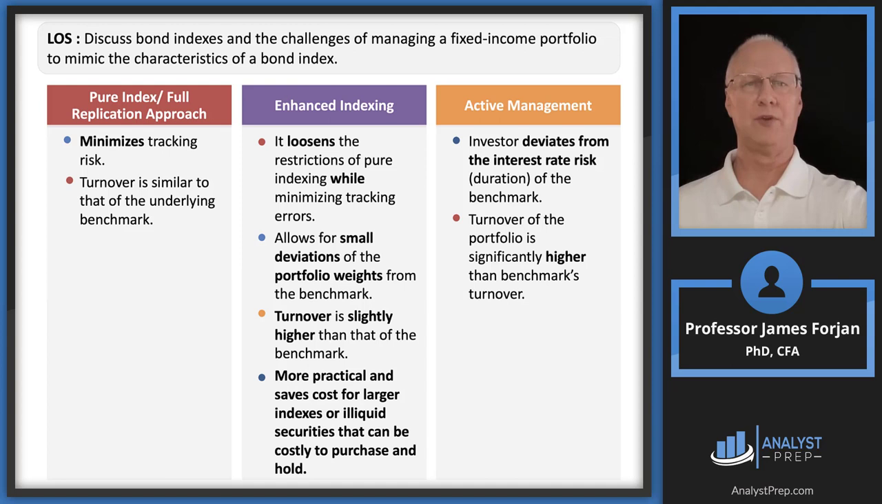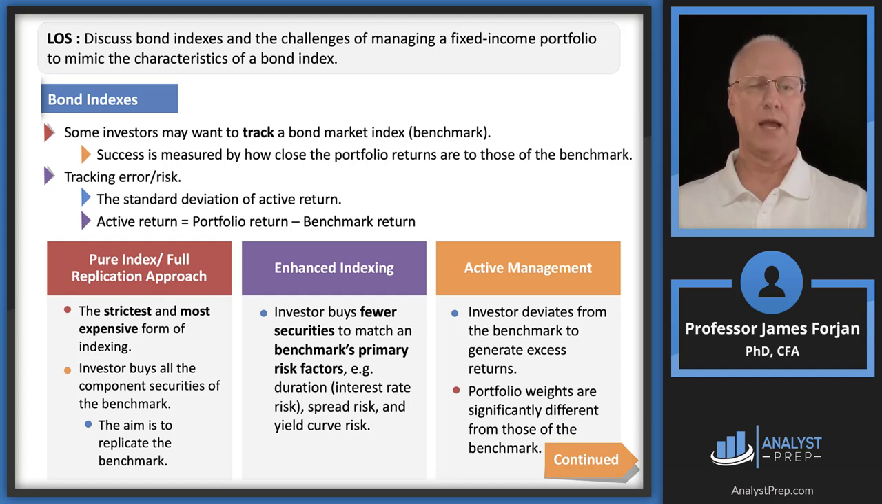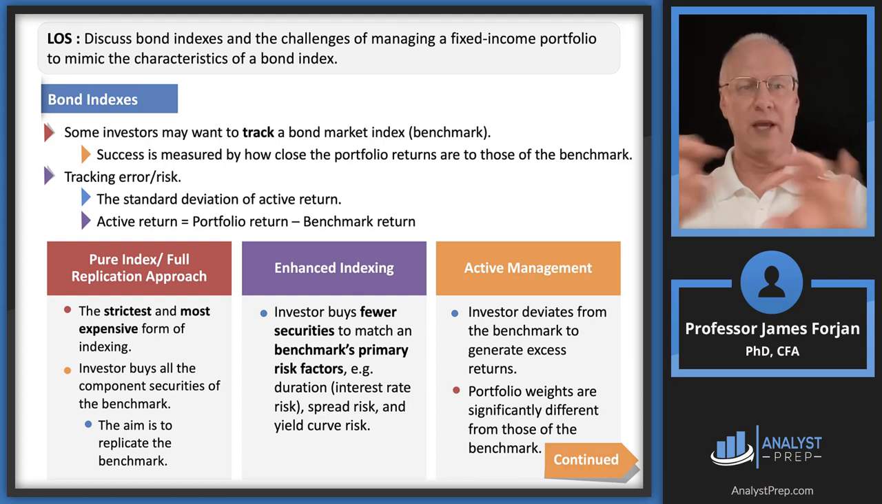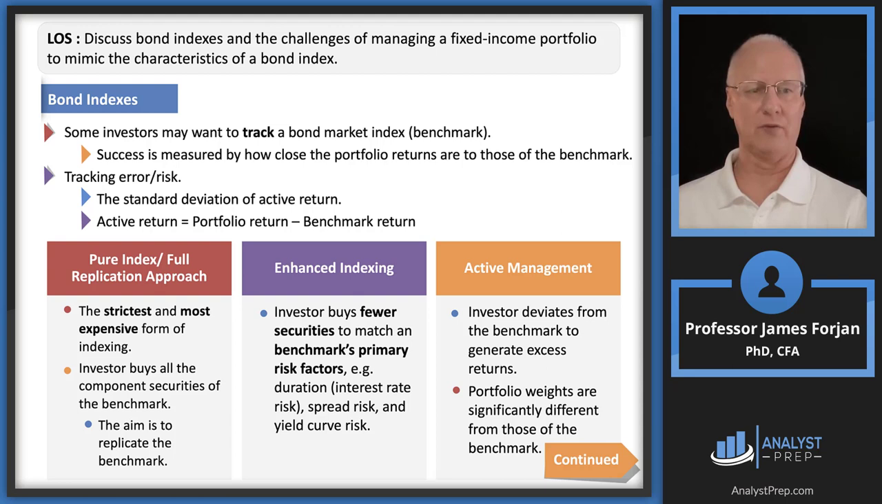We've got three columns and they continue here on the next slide. So let's go ahead and look at these three columns. So what's the goal of an indexer? The goal of an indexer is to find a portfolio of assets that, I'm gonna say a word here, and I don't really mean it, but I'm gonna say it, that exactly mimics the performance of an index. Exactly mimics the performance of a bond index so that there's no variability between the two. Right? This means that the standard deviation of the active return is going to be zero, and there's no tracking error, and there's no tracking risk.